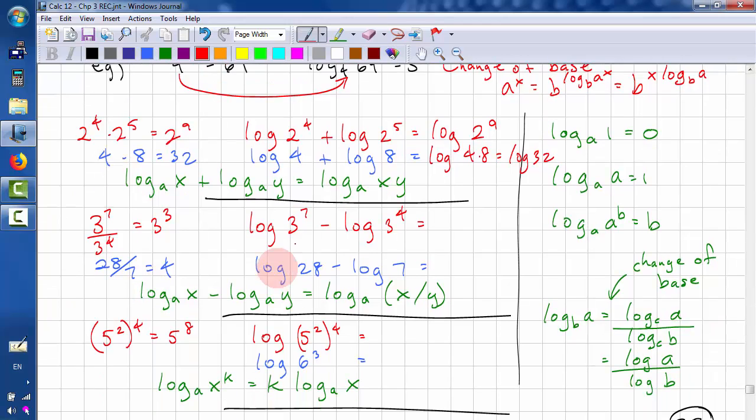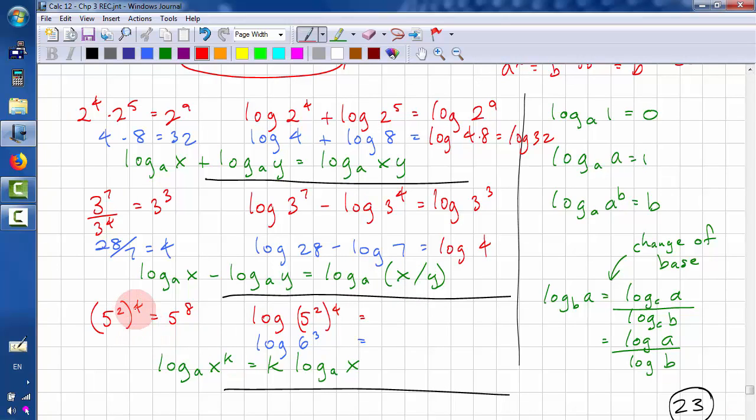And similarly for subtraction, that means division for powers. So 3 to the power of 7 divided by 3 to the power of 4, we subtract the exponents, 3 to the power of 3. So log 3 to the power of 7 minus log 3 to the power of 4 is log 3 to the power of 3. And if we don't have powers and we just have numbers, 28 divided by 7 equals 4. So log 28 minus log 7 is log 4. And again, we have the general rule, log a of x minus log a of y is log a of x divided by y.